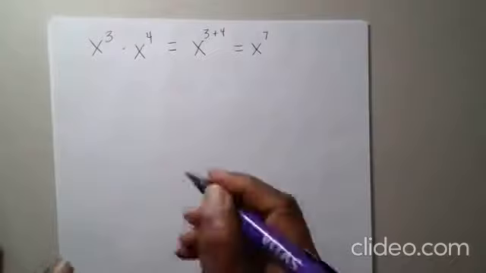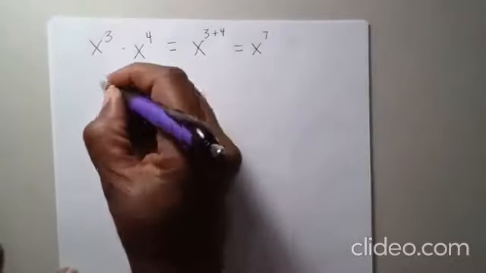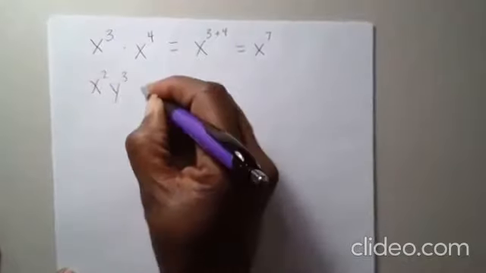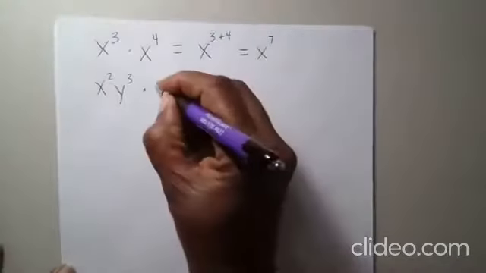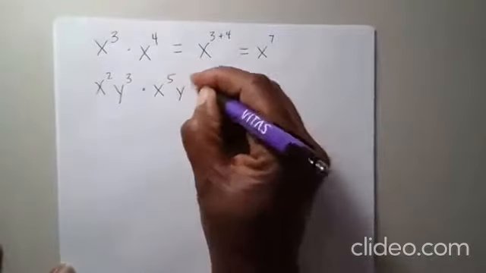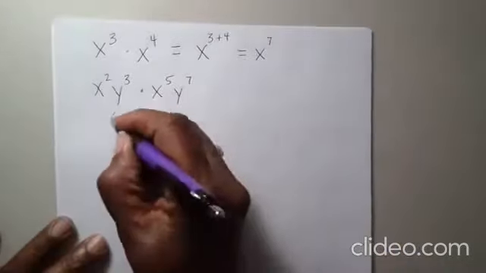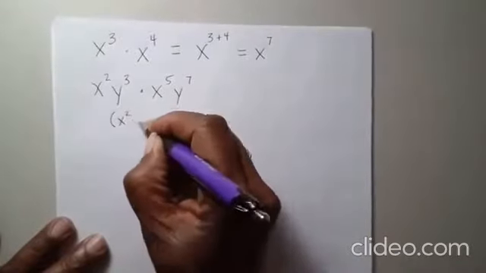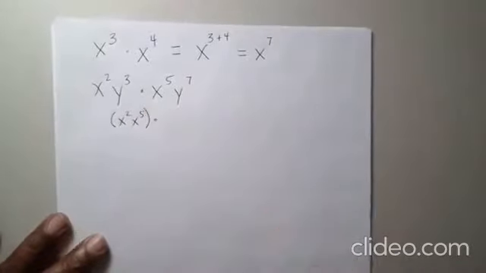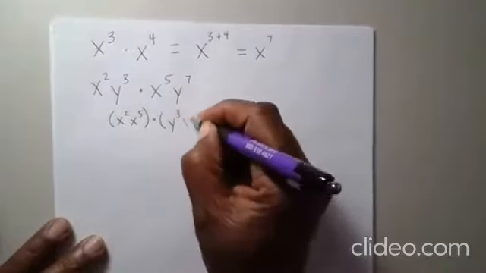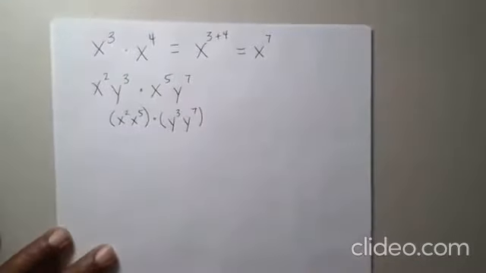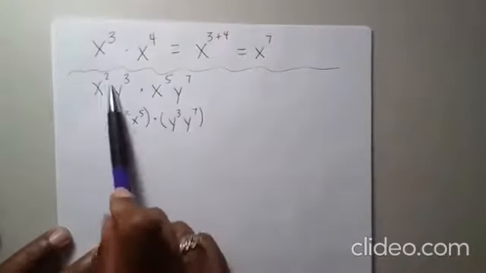Let's see if we have some letters here. Let's say we've got x squared, y cubed, and we're multiplying that times x to the fifth and y to the seventh. You can only put the bases together that are the same. You just don't make this x, y, and then add up all the numbers. Not the way that that goes. So let's put the X's together and the Y's together. Let's put X squared and X to the fifth together, and let's put the y's together, y cubed and y to the seventh.